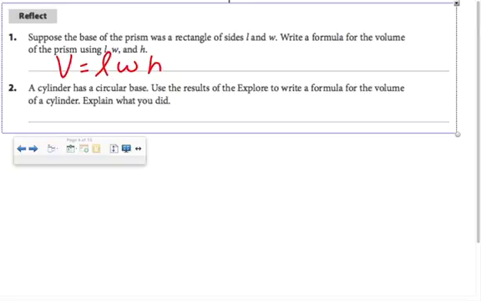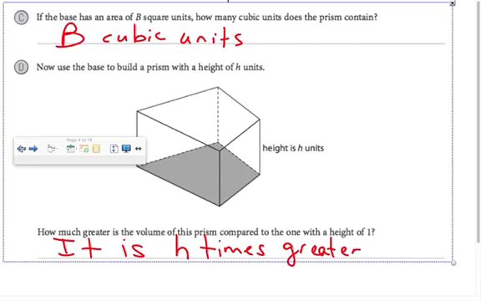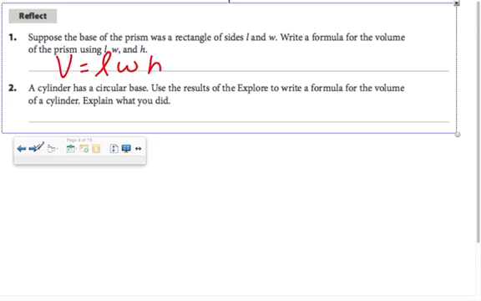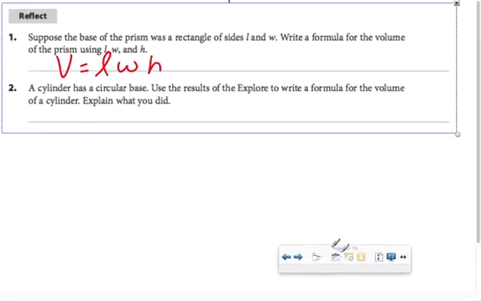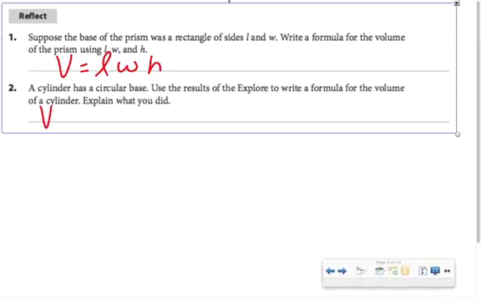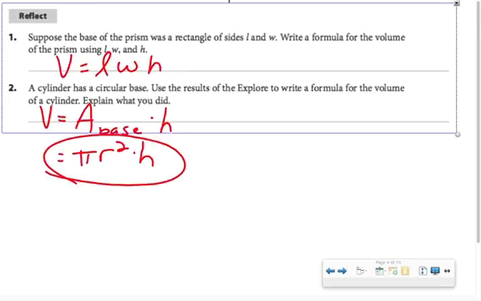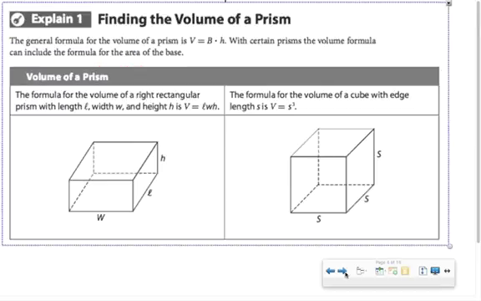You've seen this before. So a cylinder has a circular base. Use the result of the Explore activity to write a formula for the volume of the cylinder. In the Explore activity, what we noticed is that we were taking the area of the base and multiplying it by the height. So let's use that reasoning. The volume would equal the area of the base times the height. Well, in a cylinder, I have a circular base. So how do I find the area of a circle? It's pi r squared. And this is, in fact, our formula for the volume of a cylinder.